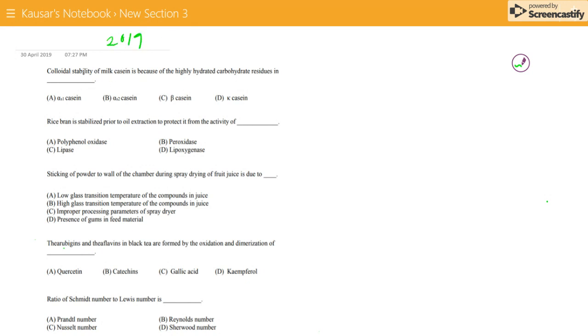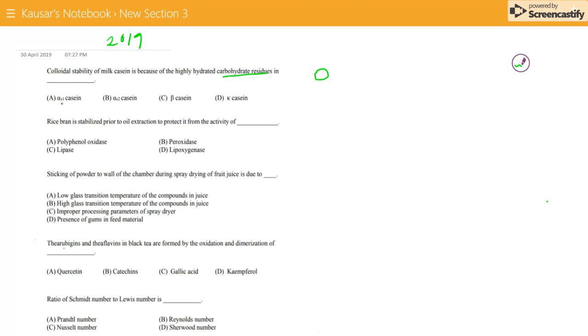The first question is: colloidal stability of milk casein is because of highly hydrated carbohydrate residues in. Casein protein is present in milk in the form of colloid, and this casein protein is made up of alpha S1, alpha S2, beta and kappa casein.